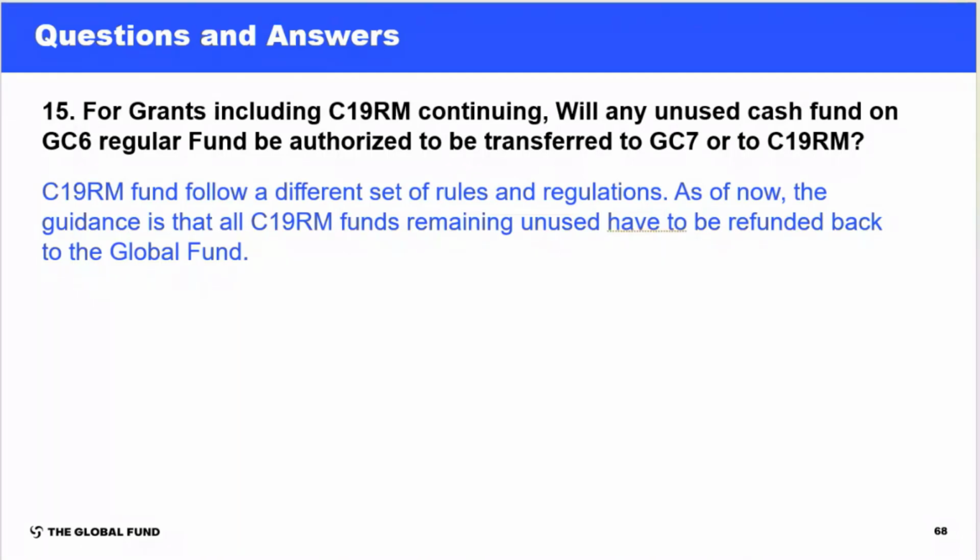For grants, including C19RM continuing, will any unused cash funds on GC6 regular fund be authorized to be transferred to GC7? I think it's a similar question we answered before, but C19RM funds follow a different set of rules and regulations. So C19RM funds will have to be refunded back to the Global Fund.